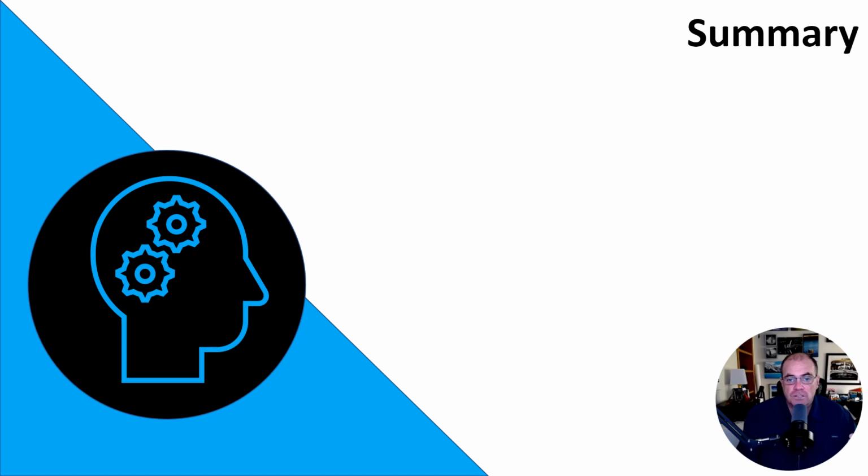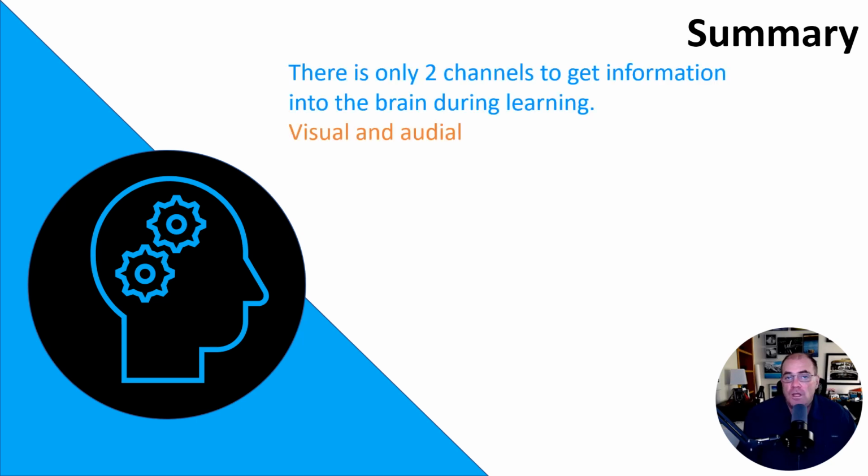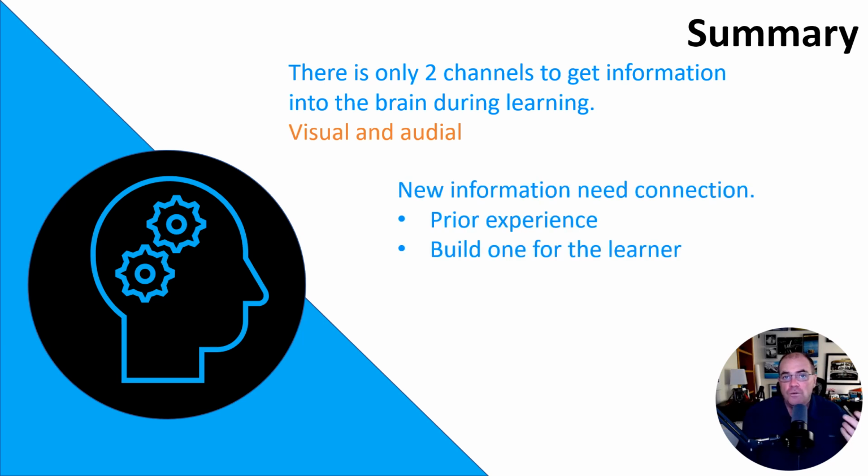All right, so a quick summary of everything that we've talked about. This makes sure that we understand there's only really two channels to get information into your brain, and that's either that you're seeing it or you're hearing it. So it's visual or audible. New information needs a connection. We need to either use prior experiences or build one for the learner. And we need to limit the amount of stimulus that's coming in each channel to make it easier for the learner to learn the material and make it stick.